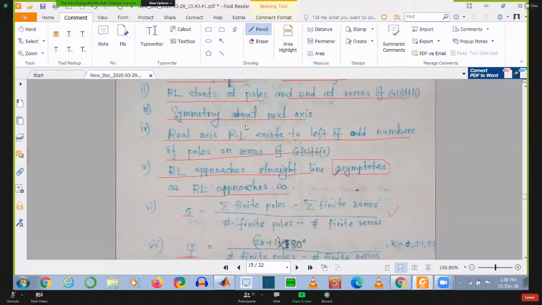So sigma determines the starting point of asymptotes in the real axis.